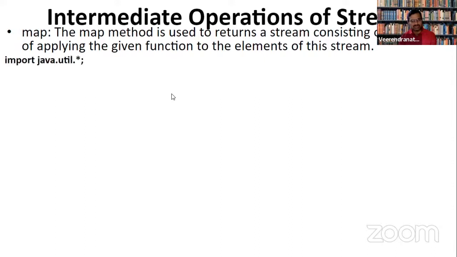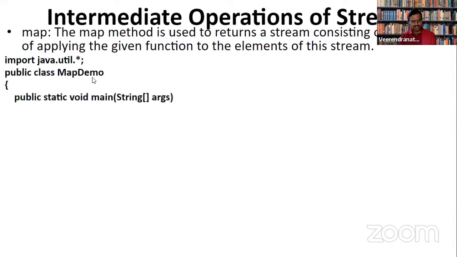So this is the java.util package, which will contain all the classes. We have used things like arrays, and all of those were parts of the java.util package only. Here we are going to create a class called MapDemos.